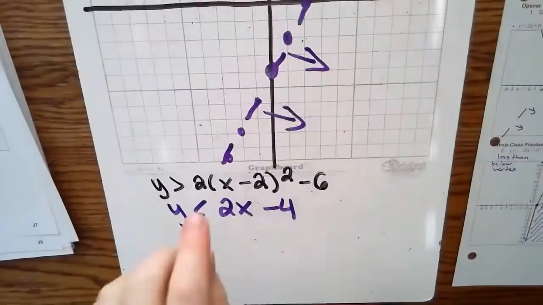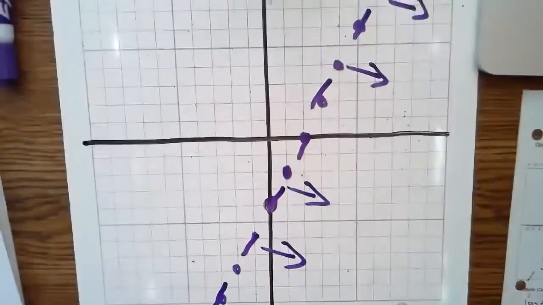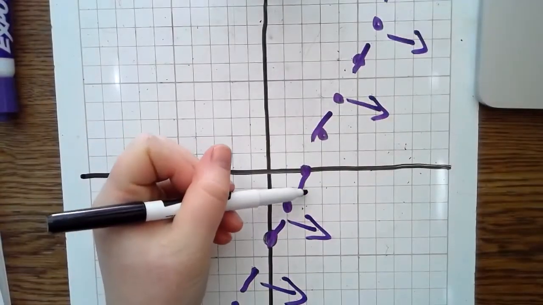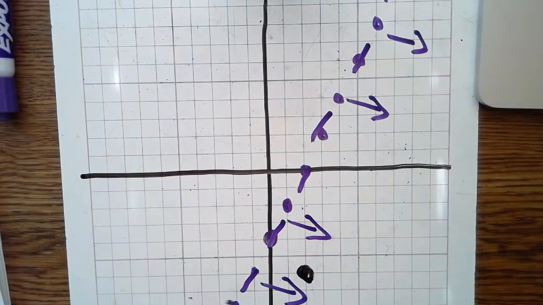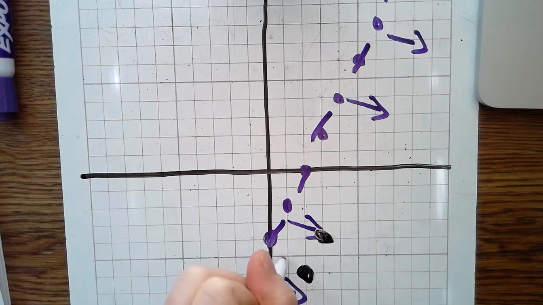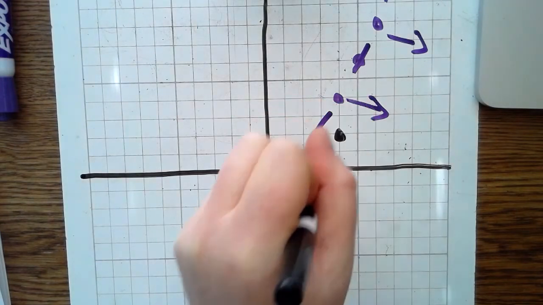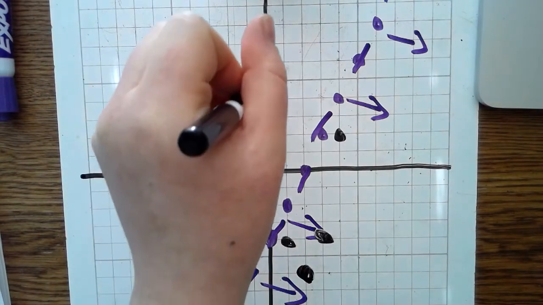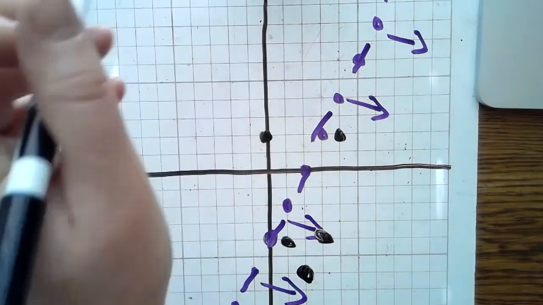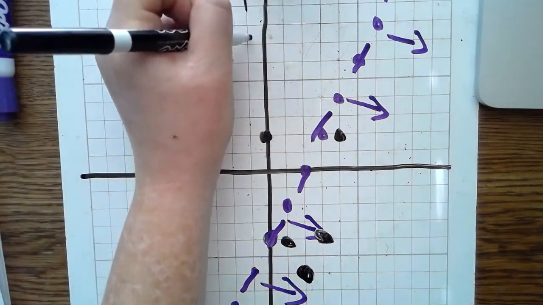My vertex is 2, negative 6. So 2, 1, 2, 3, 4, 5, 6. I'm going to go over 1 up 2, because that's my a value. Over 1 up 6, because I go 3 times my a value. So that'll look something like this. And this is going to be dashed.